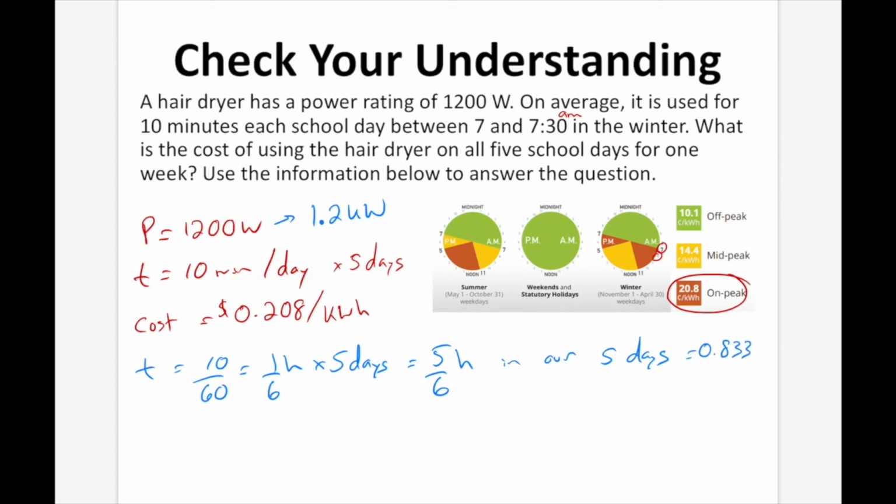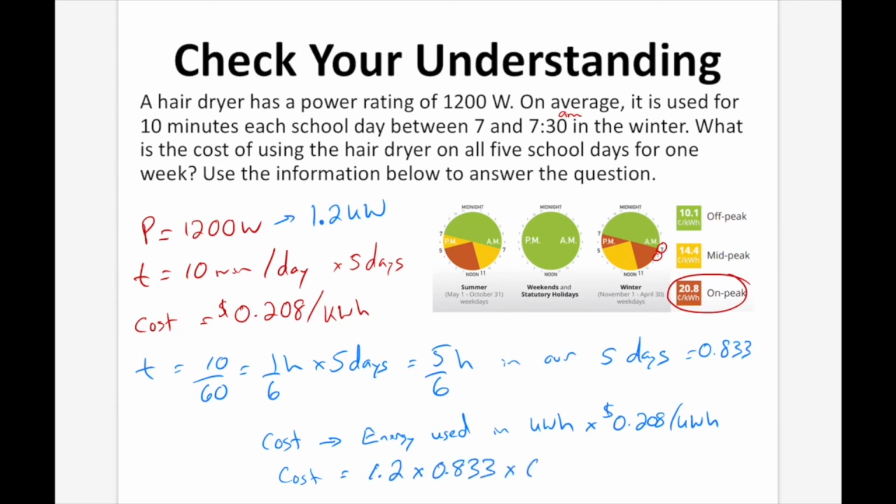And then we got our cost already set up. So to figure out how much it's going to cost, we're going to take the energy used in kilowatt hours and multiply it by $0.208 per kilowatt hour. So we get 1.2 times 0.833 times 0.208. And that gives us 0.21. So 21 cents to use the hairdryer on those 5 different school days.